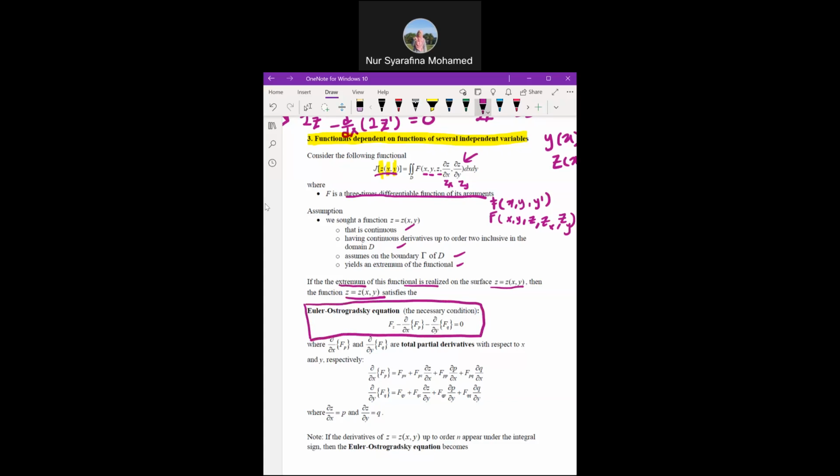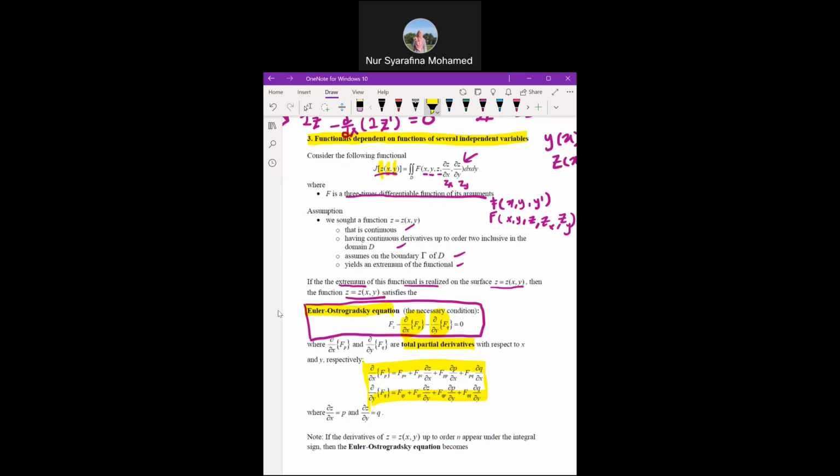Now, in order to find the extremal, we use this Euler-Ostrogradski equation, where fz minus del fp del x minus del fq del y, where what is del fp del x and del fq del y. Okay, so this is just a simplified version of the total partial derivative here. According to this, we can just simplify to this Euler-Ostrogradski equation.